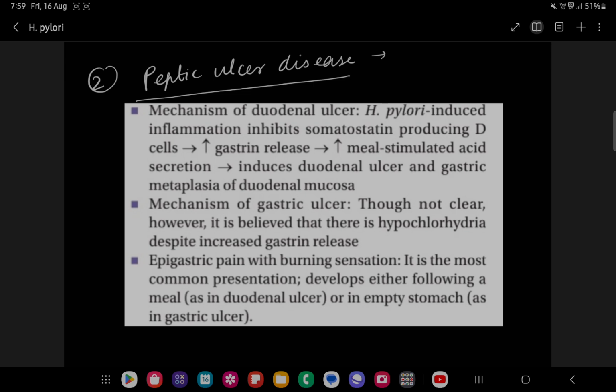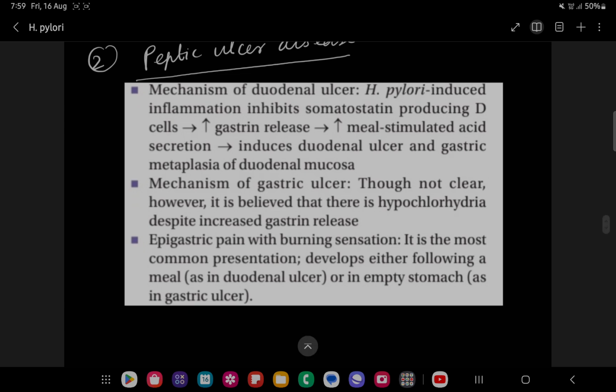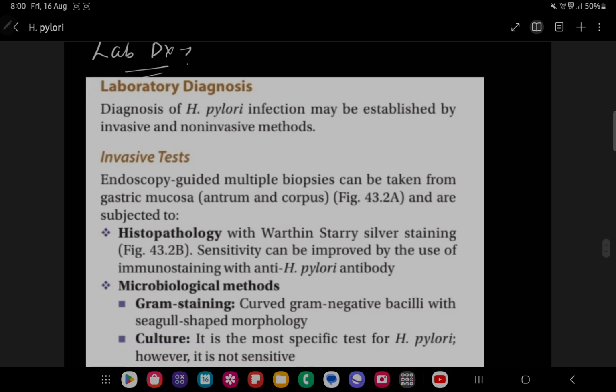What is the mechanism of gastric ulcer? Though not clear, it is believed that there is hypochlorhydria despite increased gastrin release. Now, epigastric pain with burning sensation is the most common presentation. It develops either following a meal, as in duodenal ulcer, meaning after having a meal it will develop, it's duodenal, and if it's happening on an empty stomach, then it's a gastric ulcer.